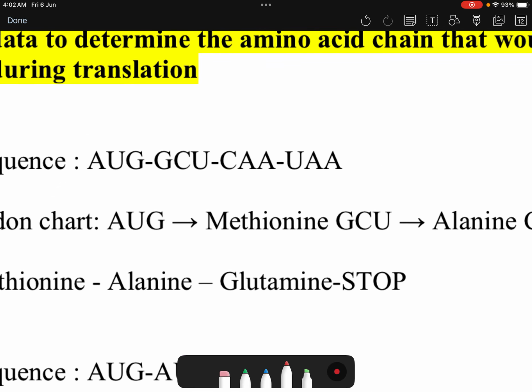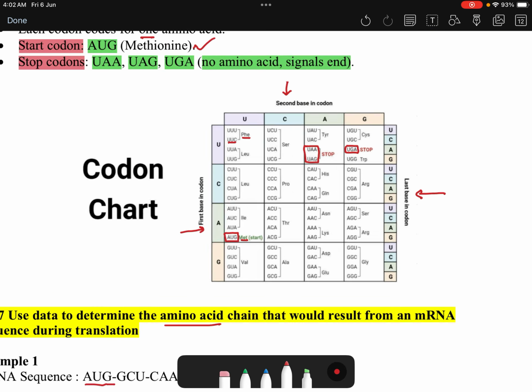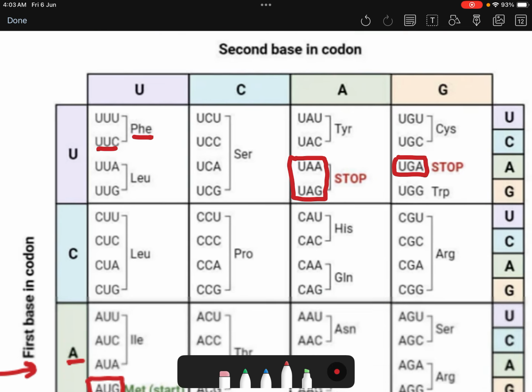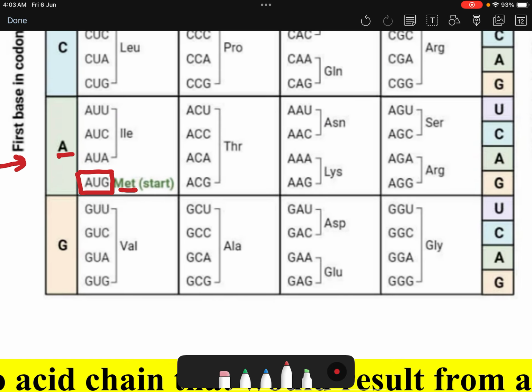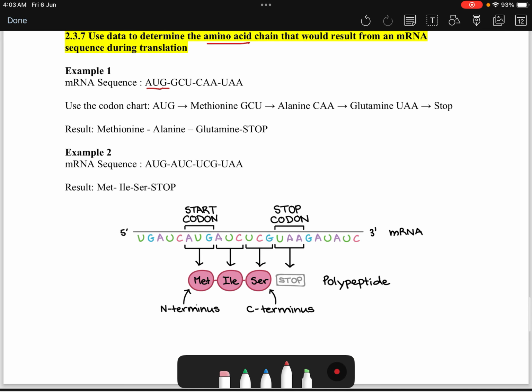Okay. Use the data to determine the amino acid chain that would result from the mRNA. So we have an mRNA sequence. Example AUG. So you need to go to the table and you go to A, you go to U, and then come down and you find AUG. So this is Met. Same way you will read everything. I'm not going to read all. So this is AUG, it is methionine, GCU alanine, and this one. So you can put them together like this. And UAA, it is a stop. So if UAA comes, you should say stop.